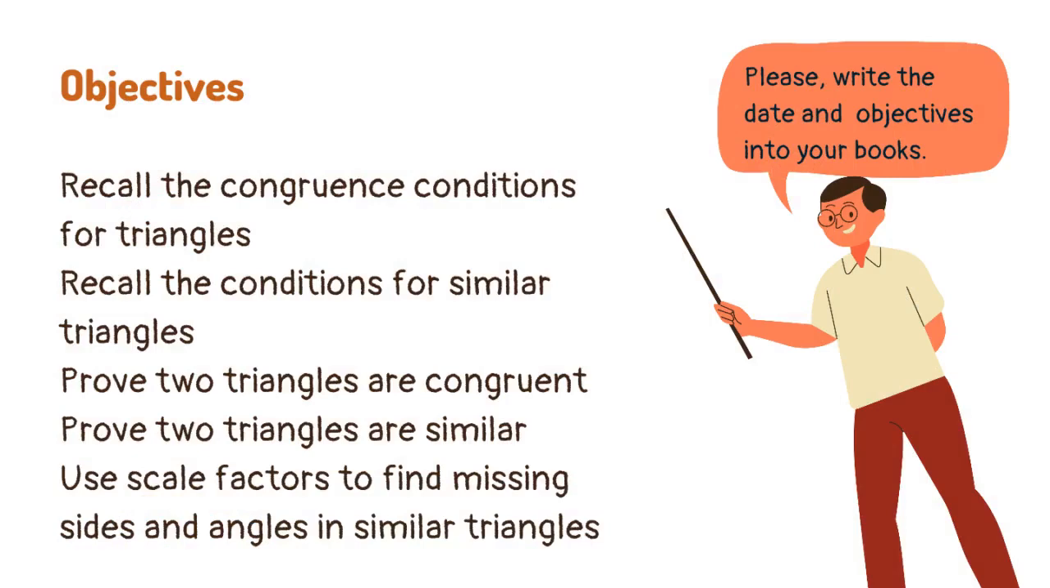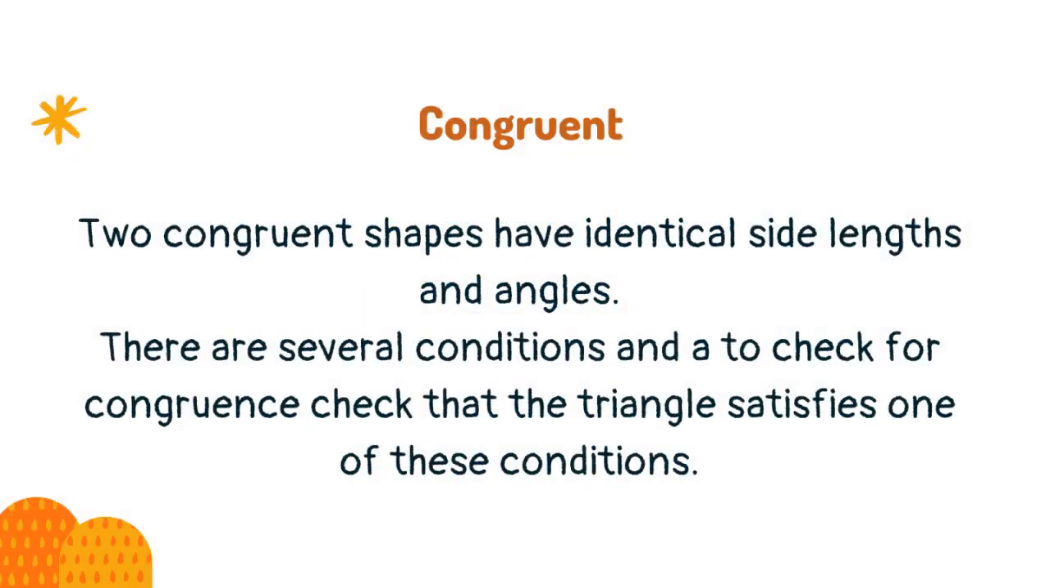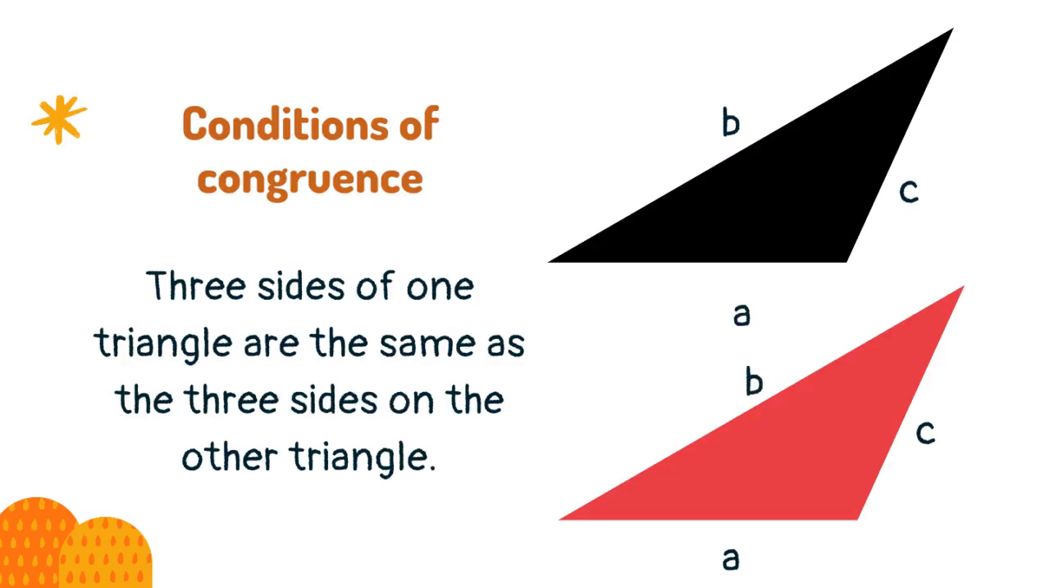Today you are going to learn about similar shapes. Congruence and similarity. Two congruent shapes have identical side lengths and angles. There are several conditions, and to check for congruence, check that the triangle satisfies one of these conditions.